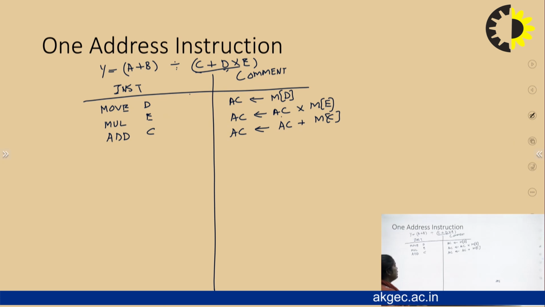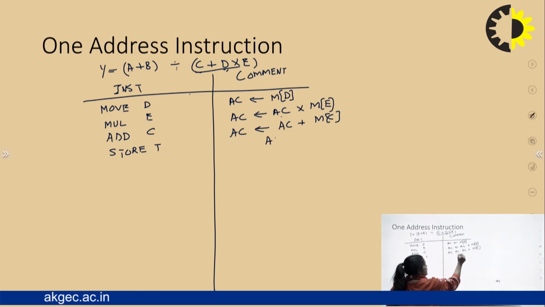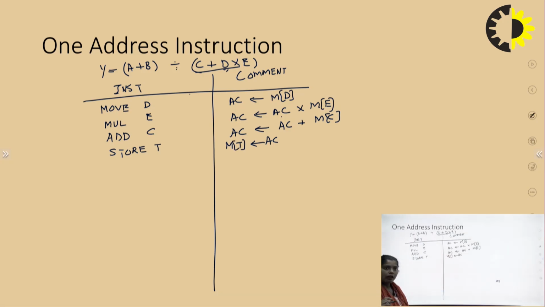Fine. Now this value in the accumulator will be stored in some variable like T. The accumulator value will be stored in M of T. Now the A plus B. The accumulator is again free because all the contents of C plus D into E are stored in T. So it is free. Now the A plus B.